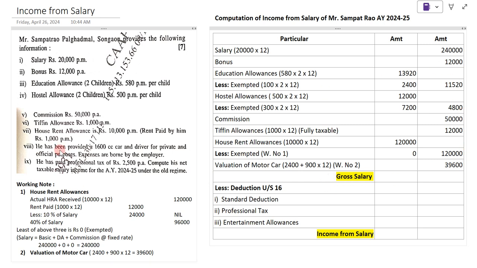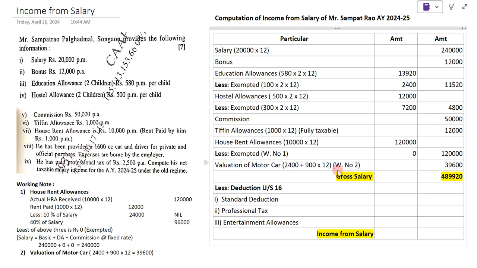Now here all the entries have been provided. Okay, now this professional tax is actually a deduction under section 16. Now add all this. Whatever answer we get, that will be the gross salary. So the total of this column is 4,89,920. Okay, this is the gross salary.